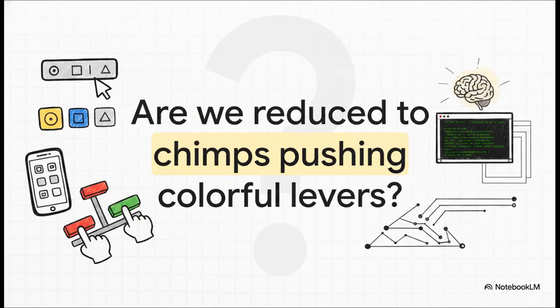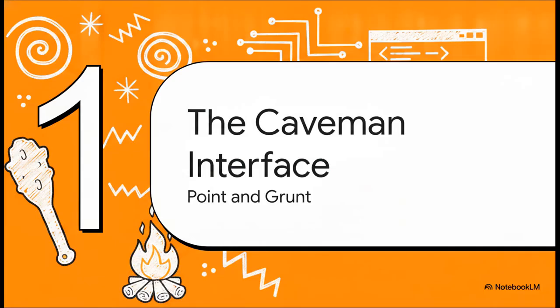Has the graphical interface reduced us to chimpanzees pushing colorful levers? Sounds harsh, right? But what if our daily routine of pointing, swiping, and clicking is actually holding back our true expressive power? What if the tools we think make computing so incredibly effortless are actually dumbing down our relationship with the machine? To really wrap our heads around this, we have to start questioning the familiar, beautifully rendered world of modern computing. Section 1. The Caveman Interface.